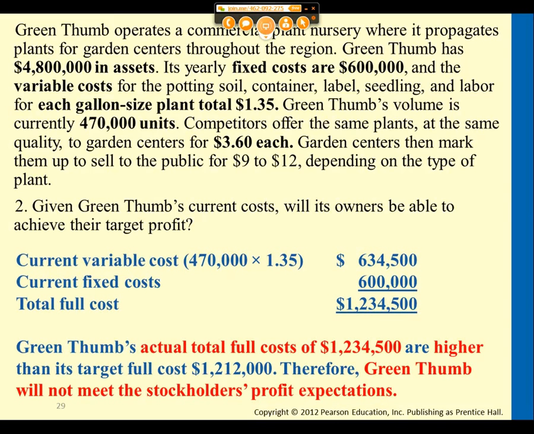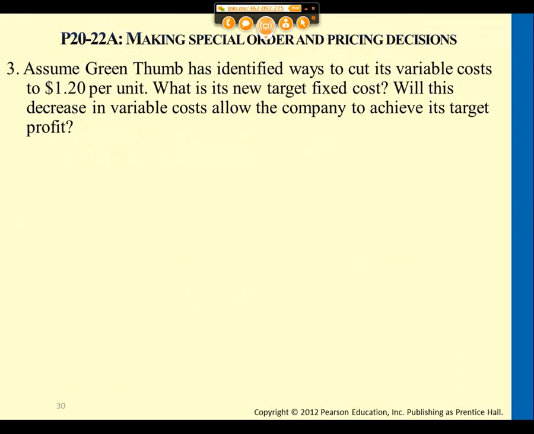So, the next question was, which one is higher? So actual total full cost is higher than the targeted. Right? So we're going to have some pretty upset stockholders. All right? Got it? All right, so do the third one.